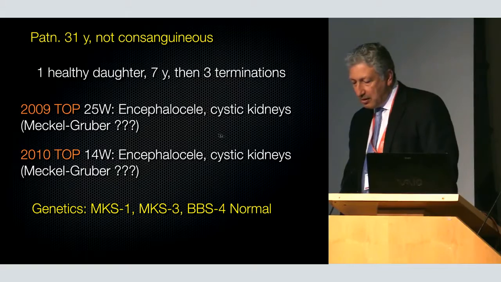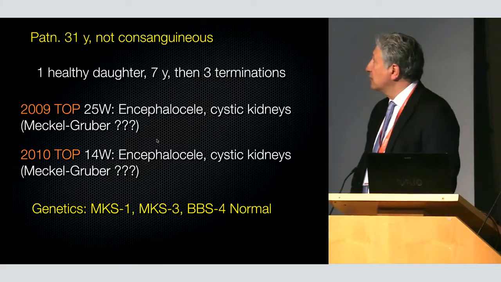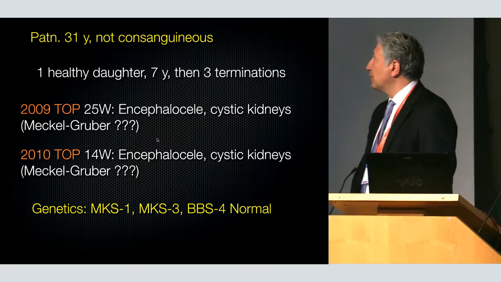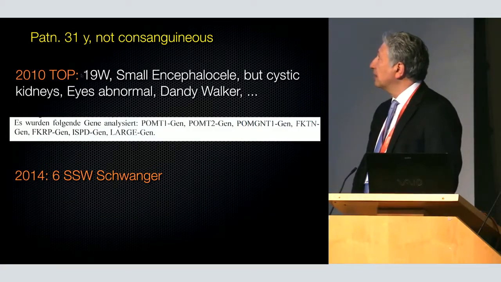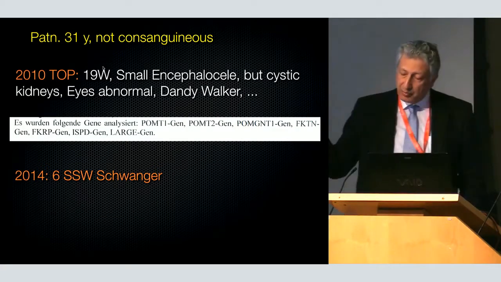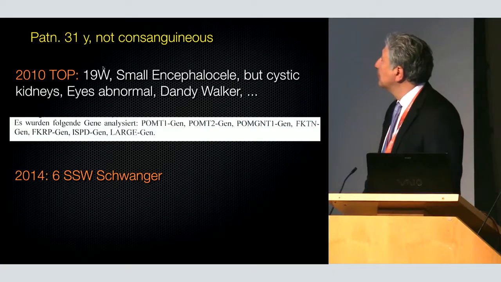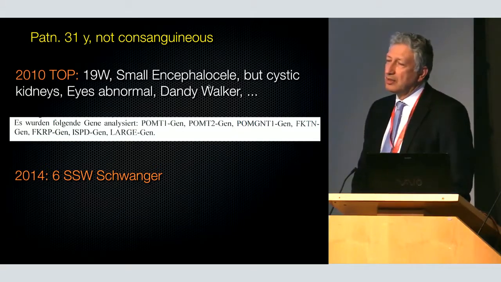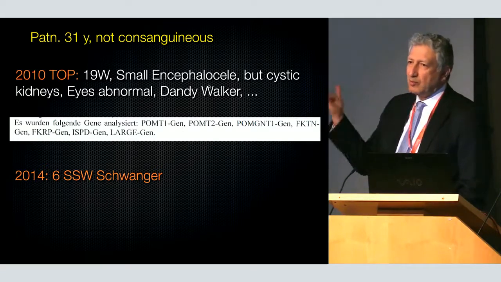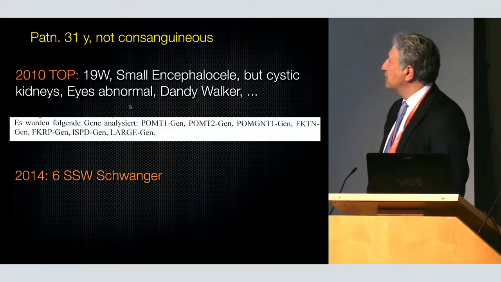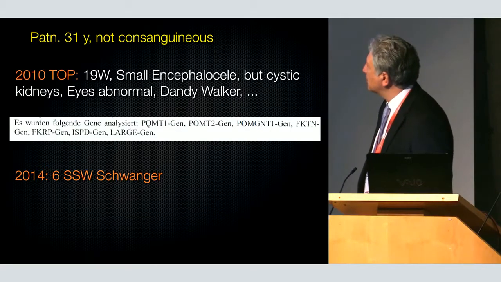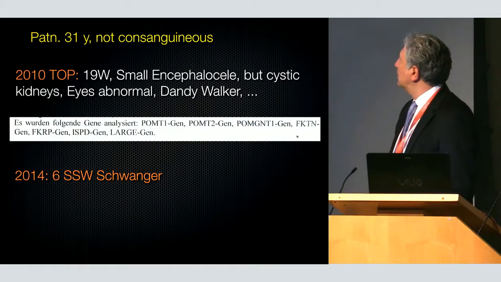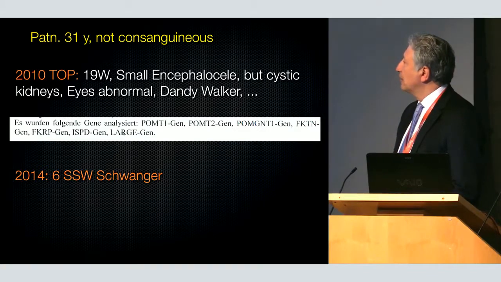Then she went to Turkey after this case. She had a scan in Germany, which was normal, and then she came back at 19 weeks because the doctor said, go back to Berlin, there is again something abnormal. And it was rather, eyes were abnormal, cystic kidneys, Dandy Walker. So for me, it was typical Walker-Warburg. So this time she decided to have all examinations, POMT1, POMT2, and Fukuyama, and all these were normal.